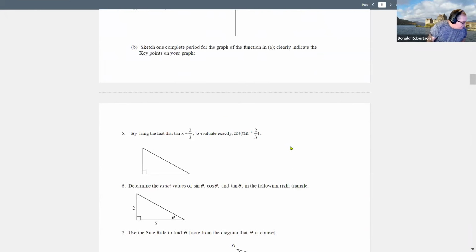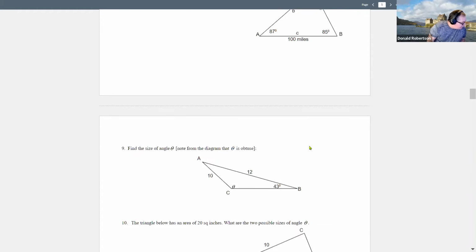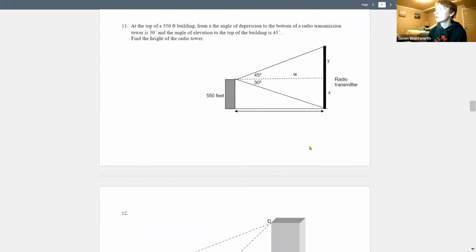So 10 multiple choice would be pretty good. And off the top of my head, somewhere around 10 questions in section 2. So that's what I'm thinking.